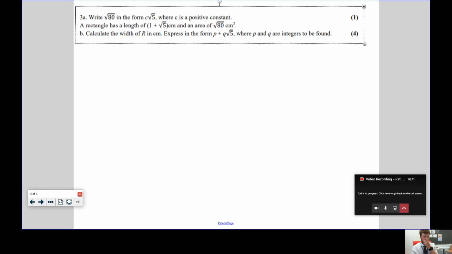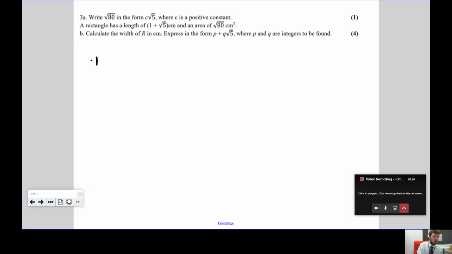And then lastly, this was the one that caught a few people out in the end because we're using it in a context. So write root 80 in the form of c root 5, where c is a positive constant. Well, I can just do that straight away because we've done something similar. Root 80, we know that that is root 16 times root 5. I knew it was going to be a 5 anyway because it was here. Root 16, as previously mentioned, was 4. So for my first mark, I can just work out 4 root 5.